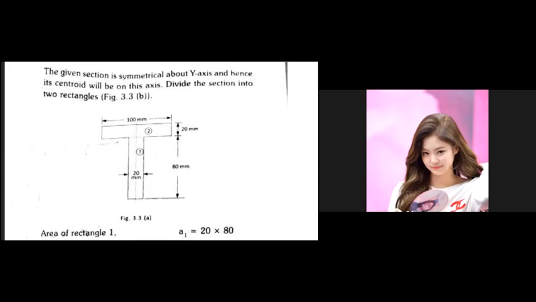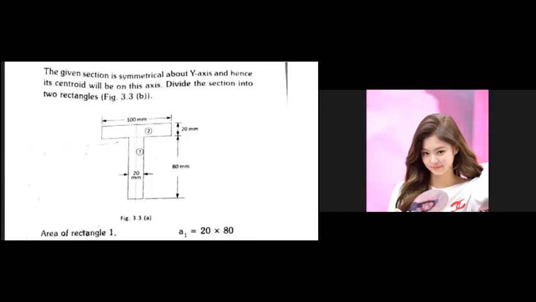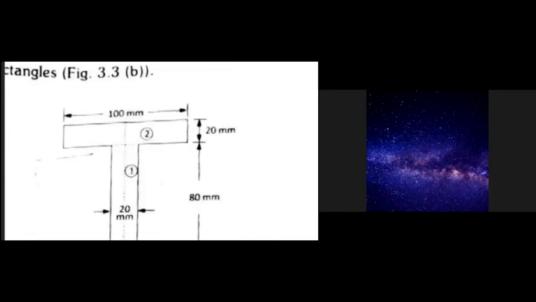For calculating the centroid of the composite section, first you have to divide the composite section into known standard sections. So here this T section consists of two rectangles. So we can divide the section into two rectangles. See, this dotted line shows the division.